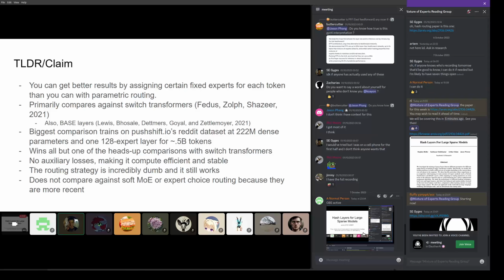Pretty much all of the heads-up comparisons it makes, it wins. It does lose the 5x16, so 5 layers with 16 experts per layer. It does a little bit worse. It has no auxiliary losses, and it is incredibly dumb. But dumb is good because dumb is hard to fail. Oh, and it doesn't compare against SOF, MoE, or expert choice because they're newer than 2021.